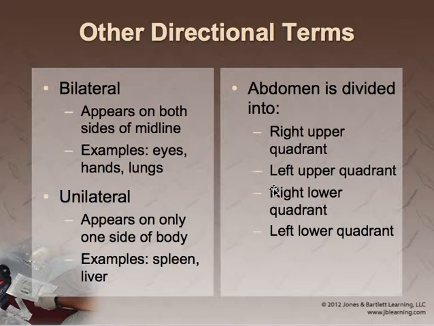All right, some other directional terms. We have bilateral, which means both sides, and unilateral, which means only one side. The abdomen is divided into the right upper quadrant, which would be RUQ, left upper quadrant, LUQ, the right lower quadrant, RLQ, and the left lower quadrant, LLQ. We need to know this. So if you have bilateral femur fractures, I know both femurs are fractured. If you're having pain in the right lower quadrant, then I can think where that is.